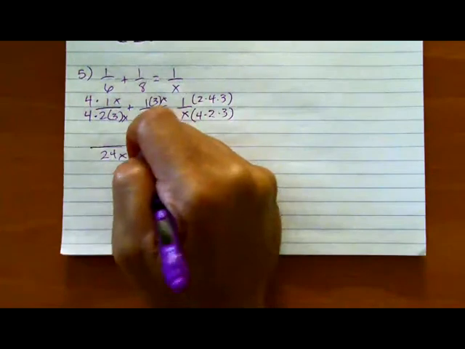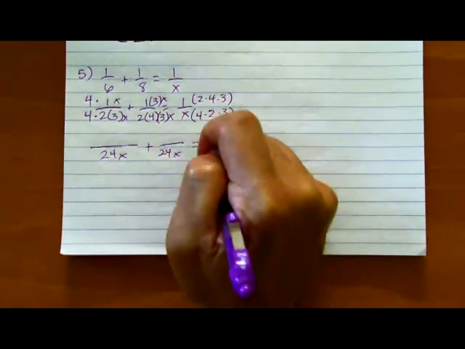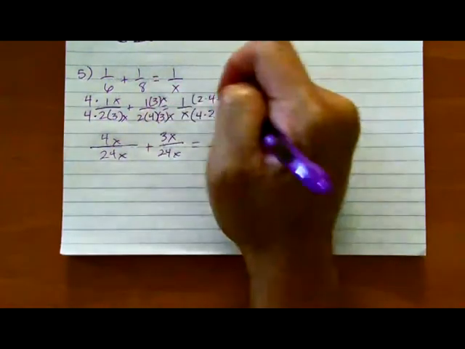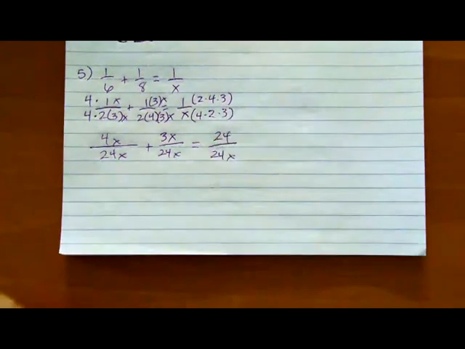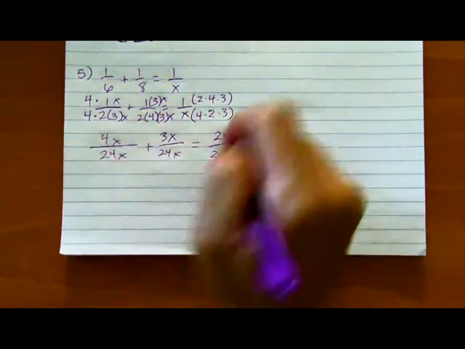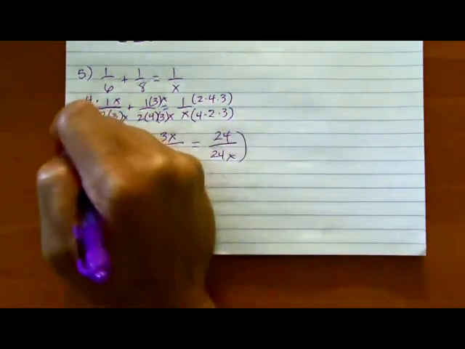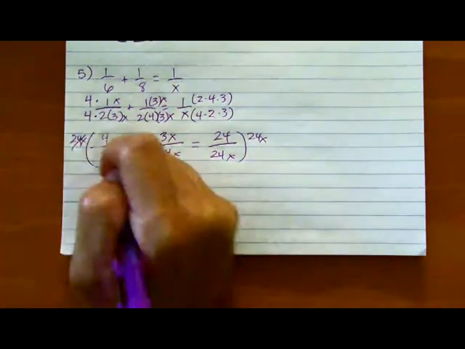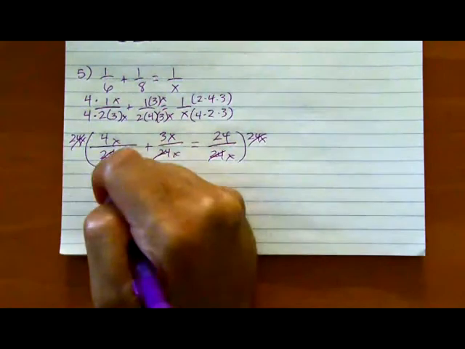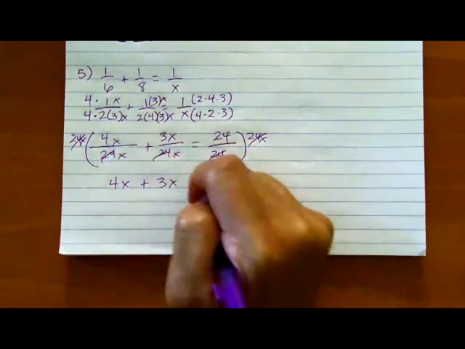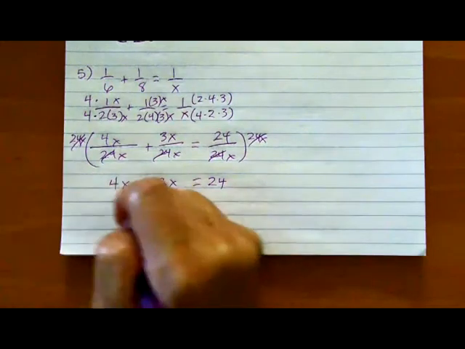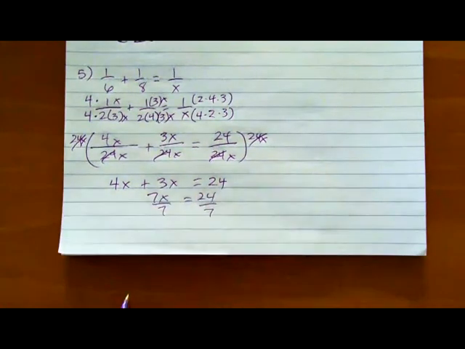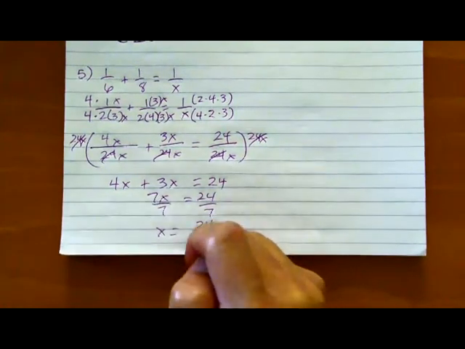24x. This numerator is 4x. This is 3x. This is 24. If we multiply everything on both sides by 24x, that'll cancel all the denominators. Now we have no fraction. Now we just solve. And then we write our answer in set notation.